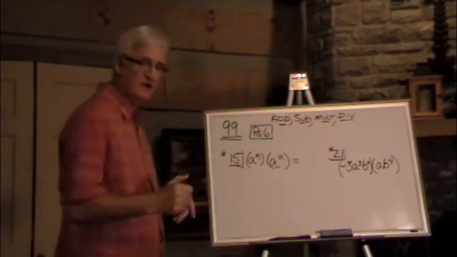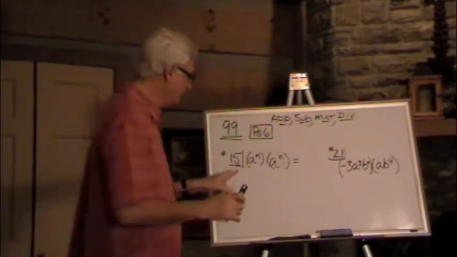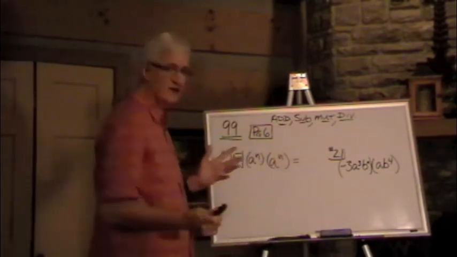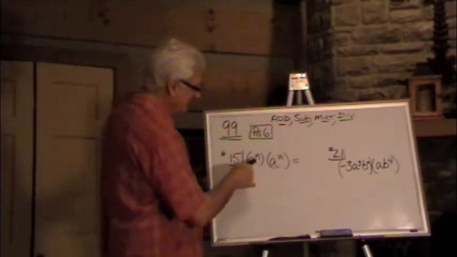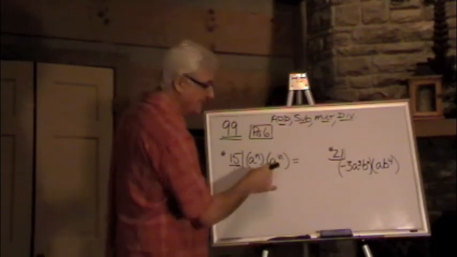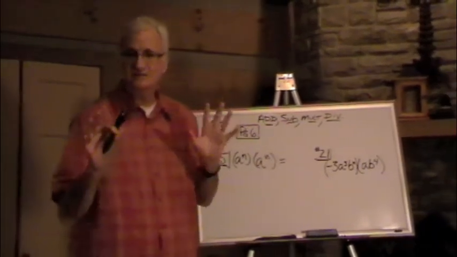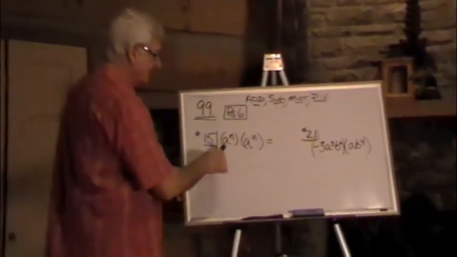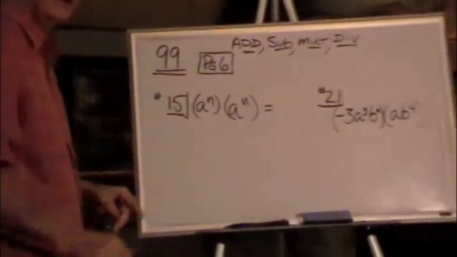But here we are in the next section. I want to do 2 problems, 15 and 21. They're not hard. These have, instead of numbers up here, they have letters. Don't let it confuse you. You've got an A with how many N's here?